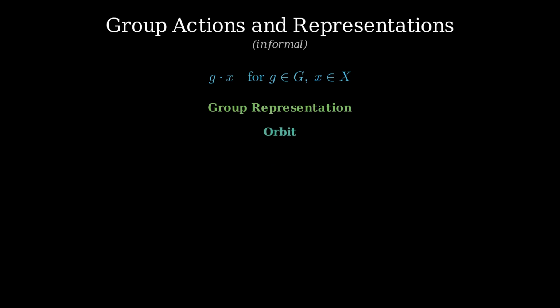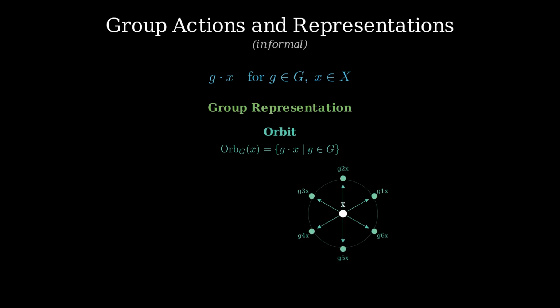We now add one more concept, the orbit. The orbit of x under G is every point reachable from x by some group element. Formally, orb G of x is the set of all g.x. Think of rotating a vector, every rotation traces a circle.